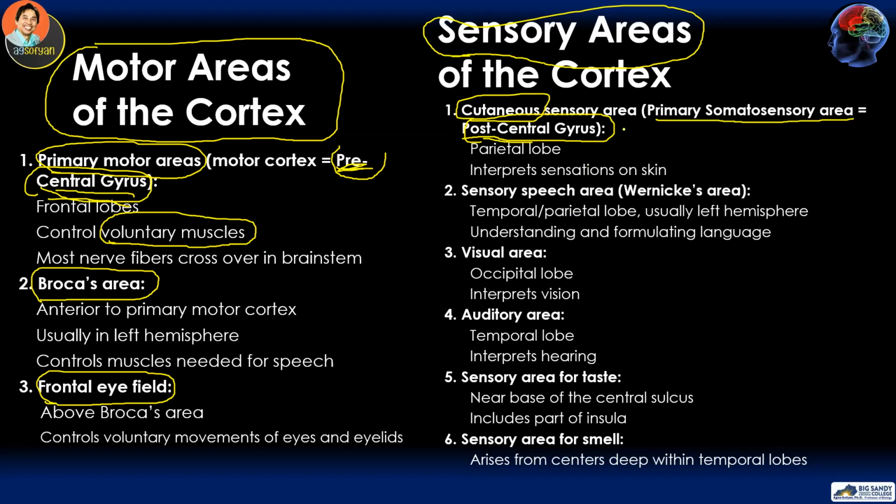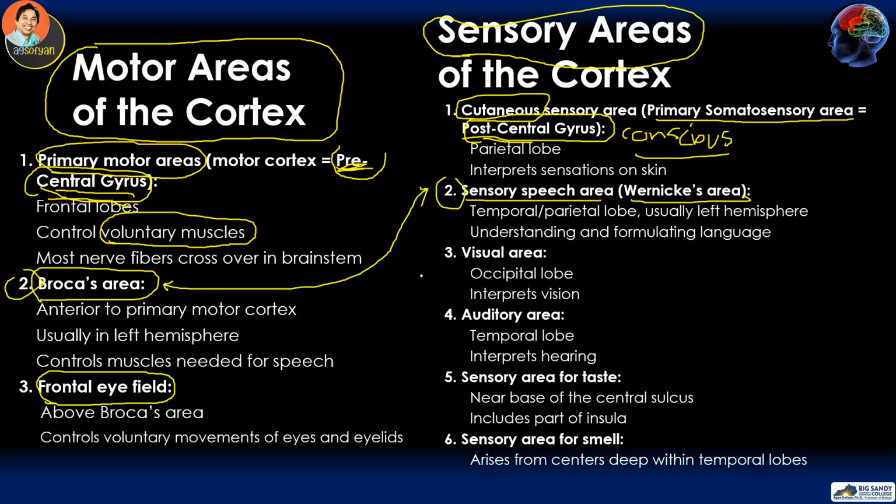They're also going to be conscious. It's a conscious sensation. You can feel it, you know it. You recognize that you have that sensation. And then there is a sensory speech area, the Wernicke's area. This area will work together with the Broca speech area, motor and sensory working together, to give you meaningful speech.